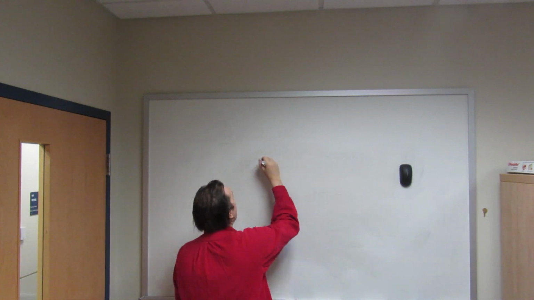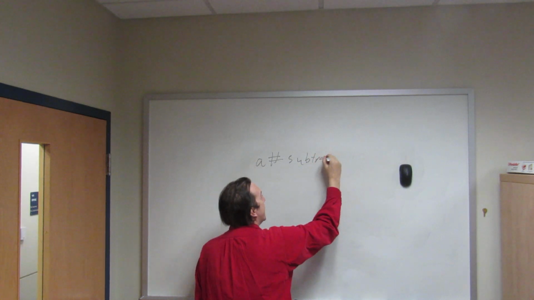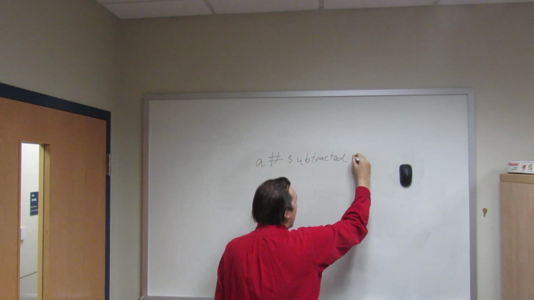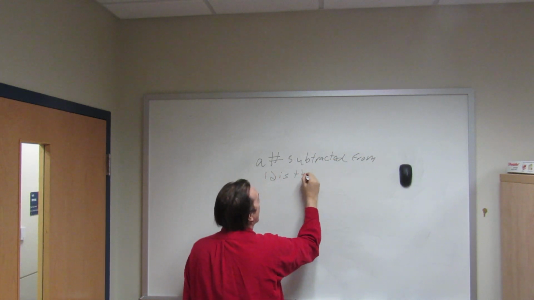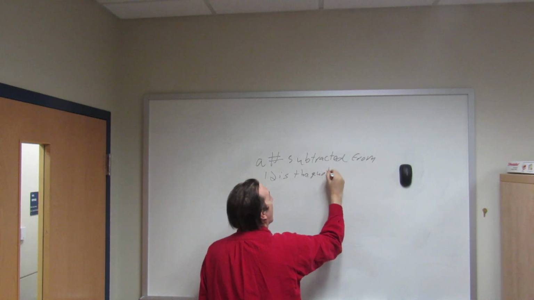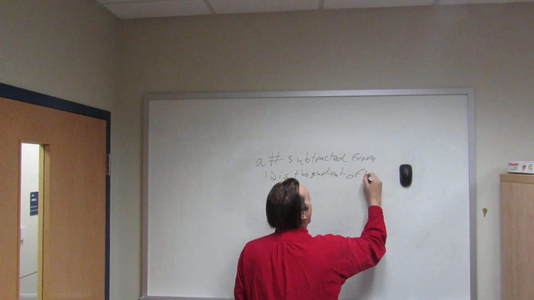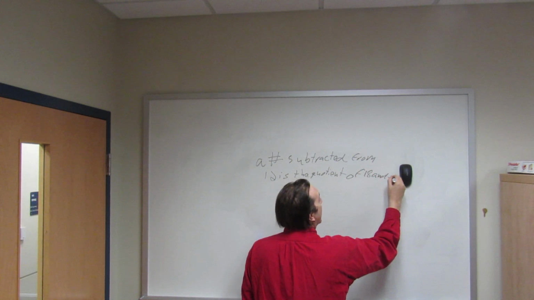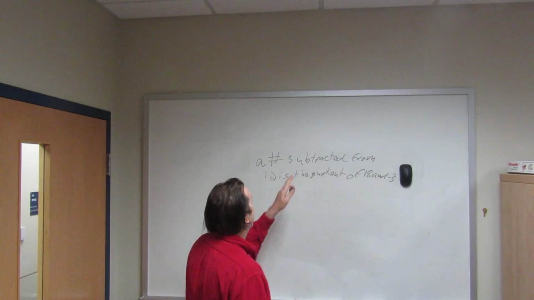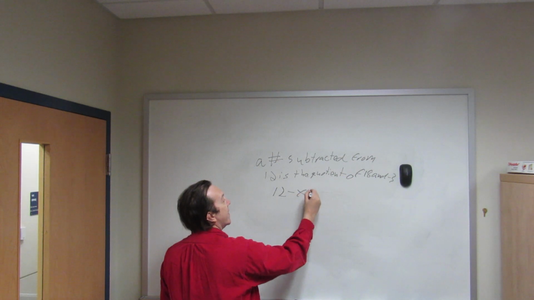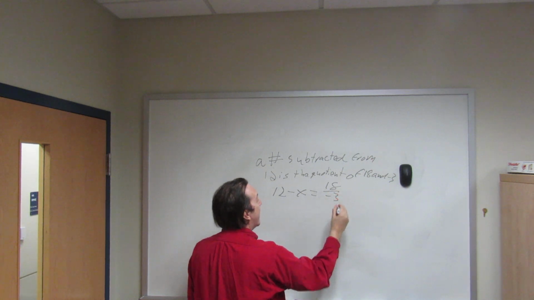Okay, next, a number subtracted from 12 is the quotient of 18 and negative 3. Okay, so a number subtracted from 12 is 12 minus x equals a quotient of 18 and negative 3.